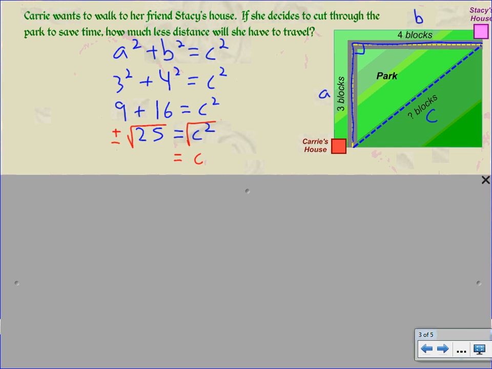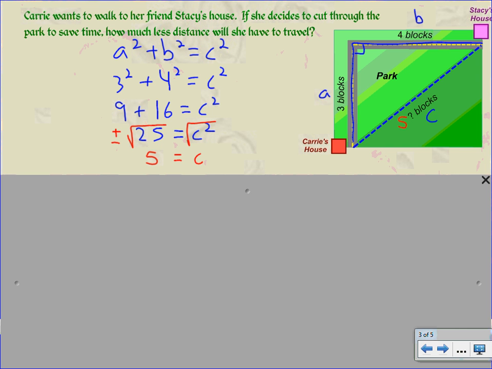But in this case, since we're talking about a distance through the park, we don't really need to worry about the negative one. So square root of 25 will give us 5. So I have C equals 5. That means that the distance through the park, this would be 5 blocks. And we're done! Woohoo! Wait, no, we're not quite done yet.